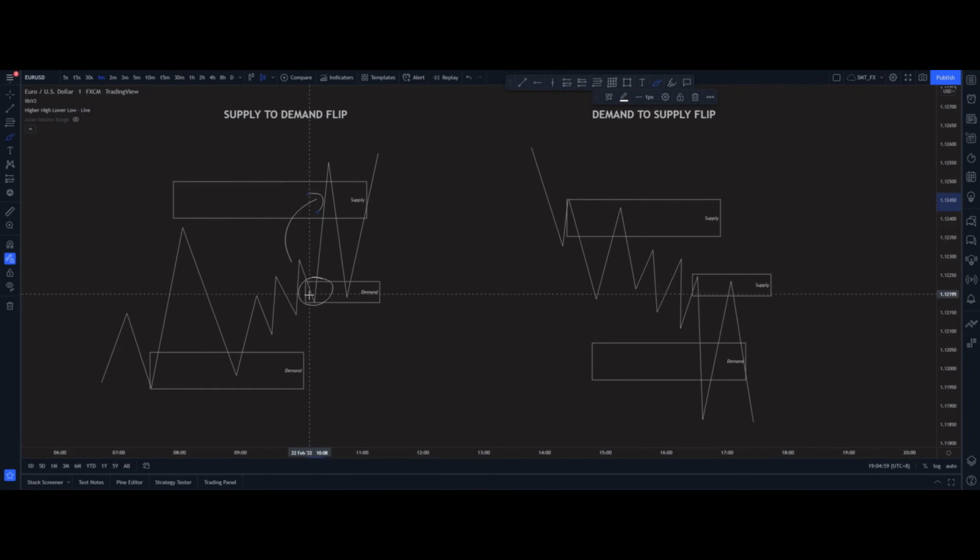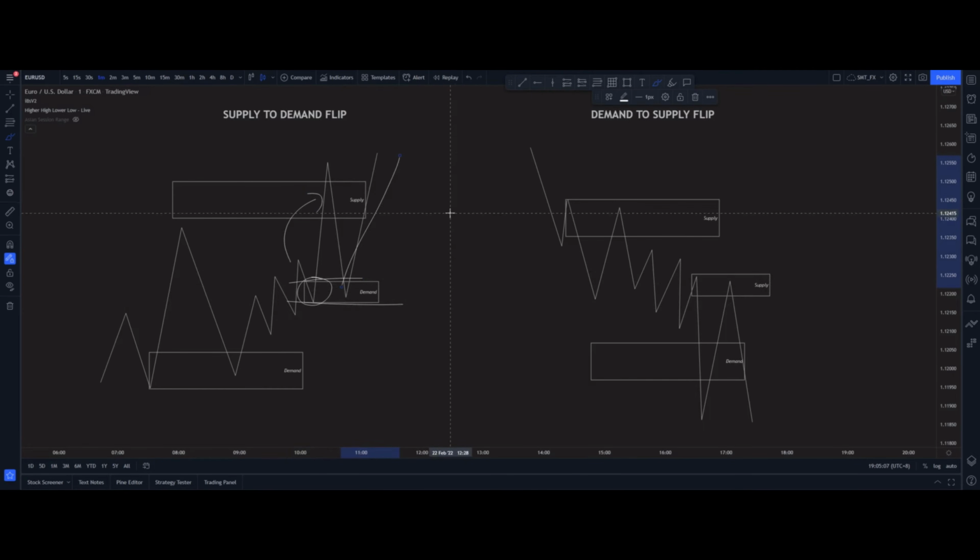candle here, which is a demand zone that caused the break, and price usually returns to it, mitigates this point and pushes up. This is what we call a supply to demand flip, right? So this one's supply to demand, where you have a supply zone broken, and price mitigates the candle that caused the break of that zone. So this is a mitigation of the demand zone.